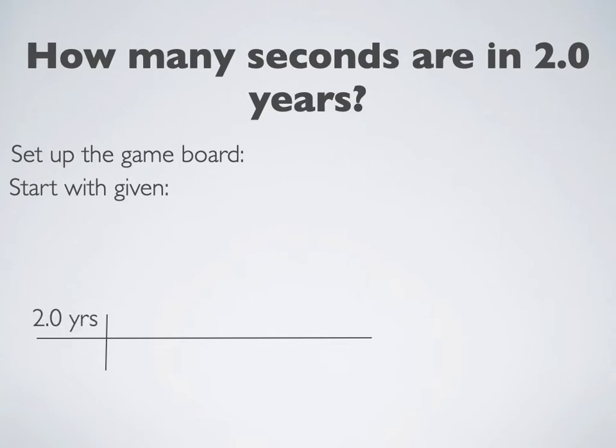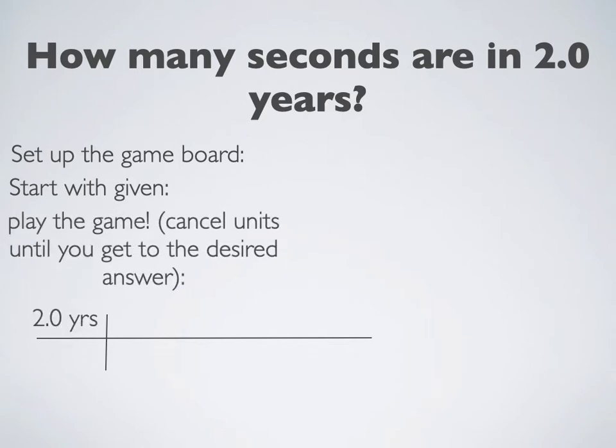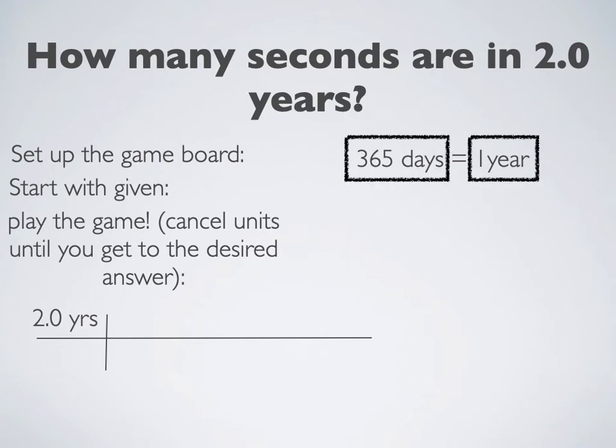Great, 2.0 years. Now, play the game. What does that mean? Cancel the units until you get what you're looking for. So, what's our first conversion? Well, 365 days in a year. Again, are we looking for an exact calendar year, a definition of a year? Or are we looking for the number of revolutions of the Earth in the amount of time it takes it to go around the sun? So you could look at this as a definition, or you could look at it as a measurement. It just depends. We don't know the exact measurement, so we'll just go with the definition here.